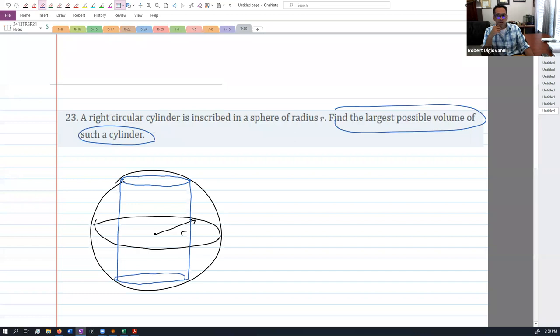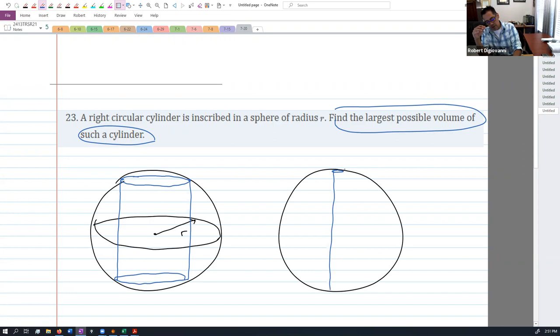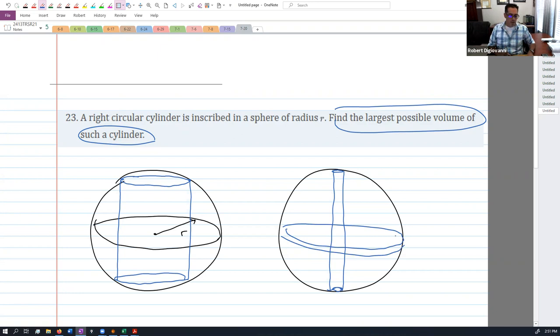The thing is, the taller you make the cylinder, the more narrow it has to become to touch. And the wider you make it, the shorter it has to become. So if you made a really wide cylinder, it would look like this. So you have to mess with the geometry of this problem to figure out what's the optimal way, what's the biggest cylinder you can get in there.